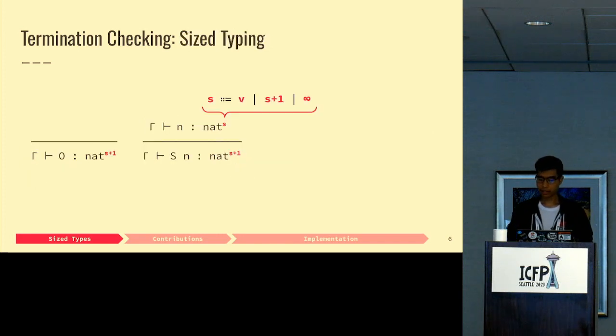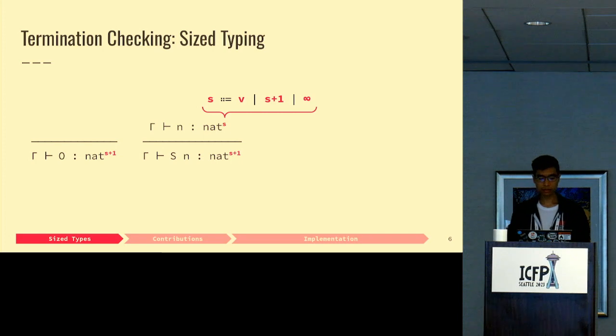So these annotations will occur on inductive types and coinductive types, but we'll focus on nat. And these annotations are either a size variable, the successor of a size, or the infinite size. And informally, the size of an inductive measures at most how large an element is, or how many layers of constructors it has. And the infinite size is used for inductives with no such bounds.